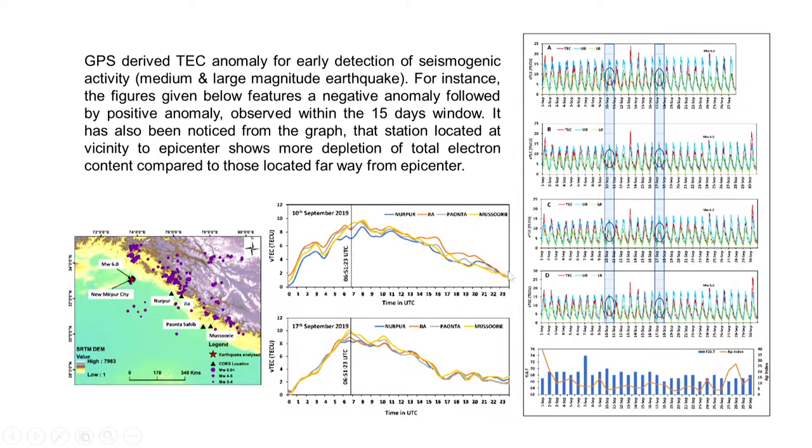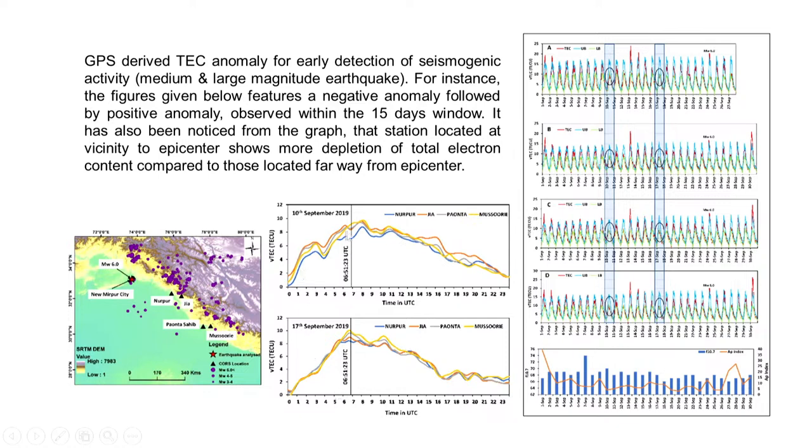This diurnal variation is mainly affected by pre-seismic and pre-seismogenic activity. This is a phenomenon we observed on the 10th, and this we observed on the 17th, and then the earthquake occurred on 24th September. So this anomaly gives a clue that there could be a medium earthquake or mega thrust earthquake.